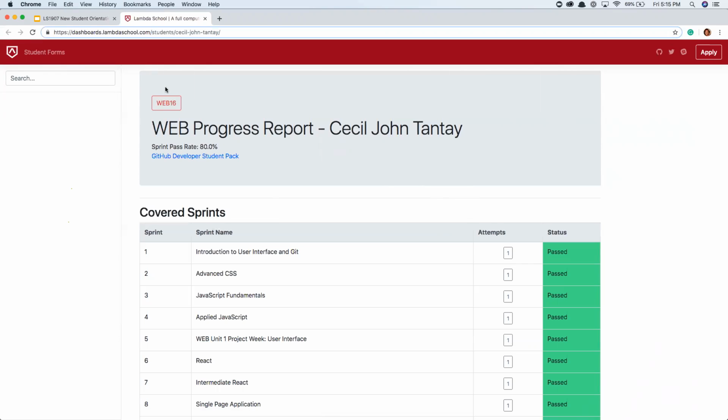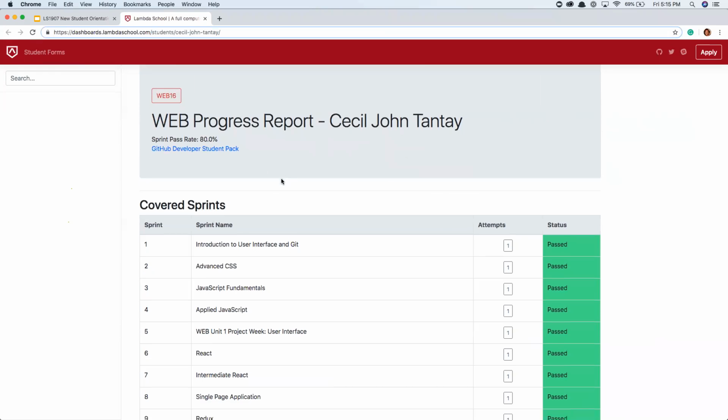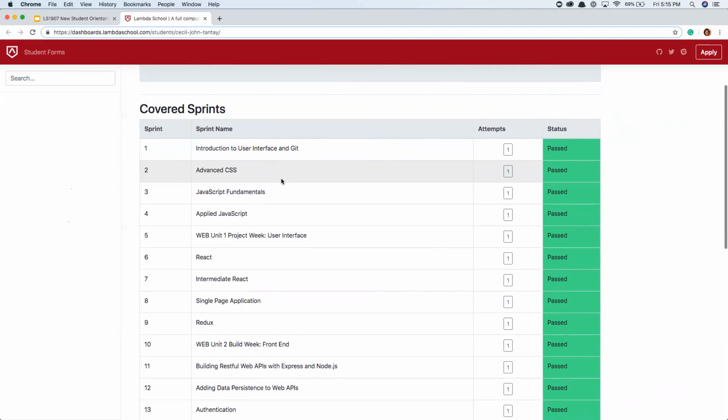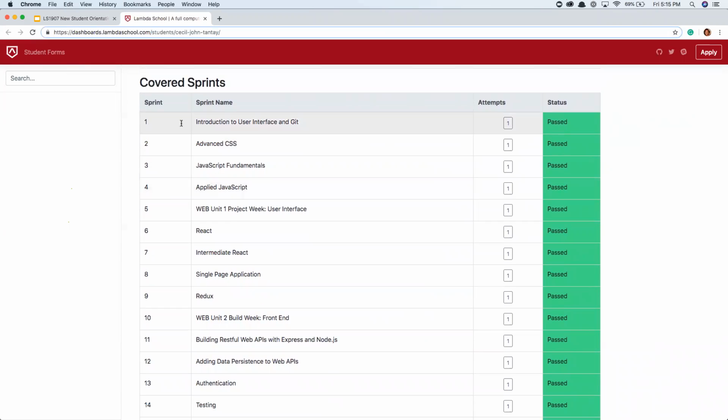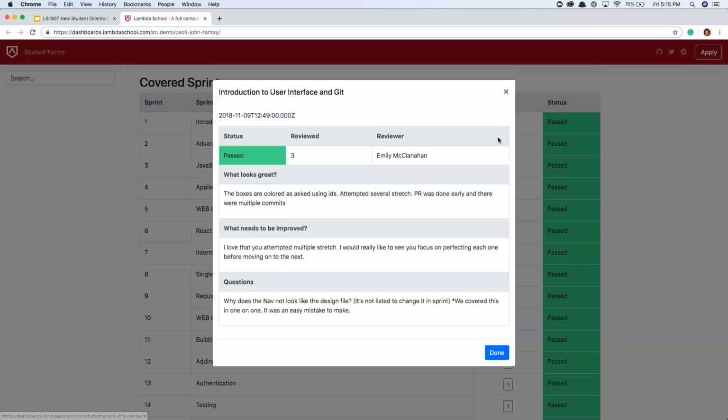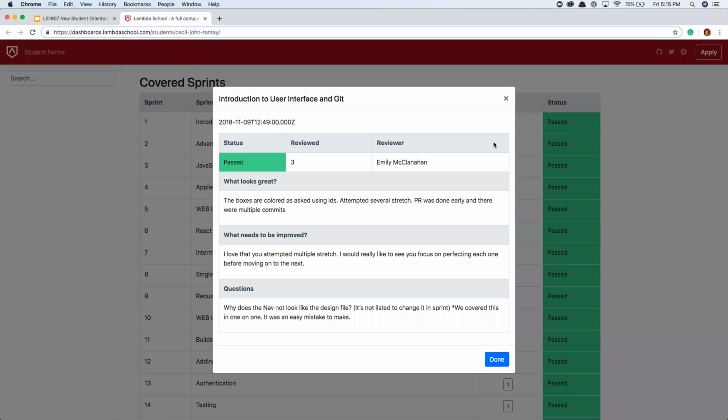It's gonna have your section right here, and also it'll have your name and your sprint pass rates, pretty much like a grade. So each of these are sprint challenges that you submit, and it will show if you passed it or if you need to resubmit it. But the sweetness is right here in attempts, okay? It'll show you how many times you attempted it, but if you click on it right there, it gives you all the goodness, all right?